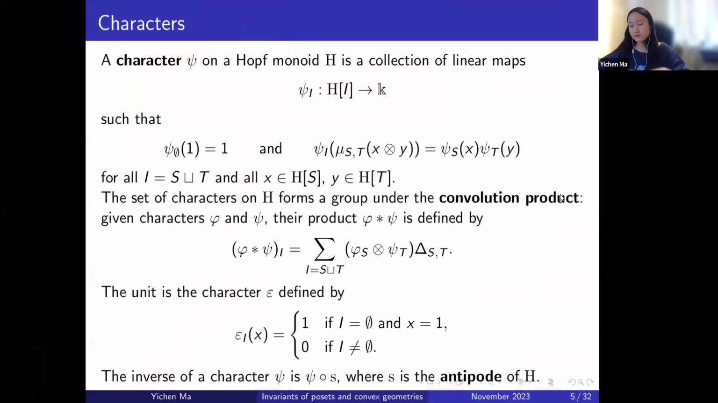Okay, so if we have a Hopf monoid, we have a notion of character. Indeed, a character C is a collection of linear maps determined for each finite set I, sending H[I] to our field K. It satisfies the following axioms. If I is an empty set, then C sends 1 to 1. And it also preserves the multiplicative product, which is defined by decompositions of I.